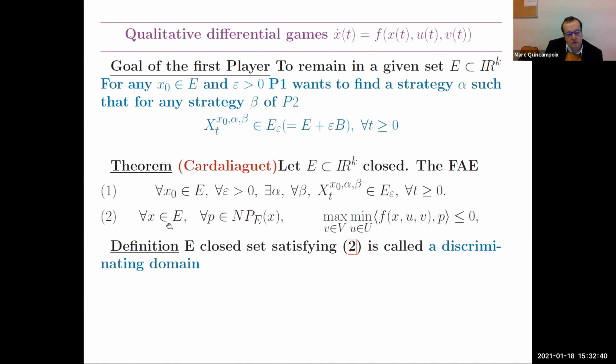So the property, which I will call blue for short, is equivalent to equation 2. It means that for every x in E and for every proximal normal p at x, there exists some u such that for every v, the scalar product of f(x,u,v) with p is less than or equal to 0. In the previous game it is bilinear, so the max-min commute. In general we have this theorem in the general form. And when a set E satisfies this second geometrical condition, it is called a discriminating domain.